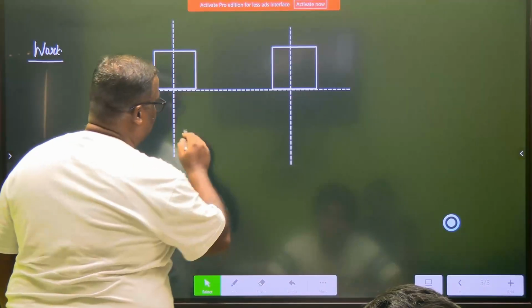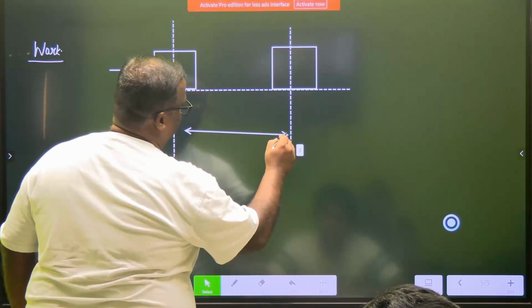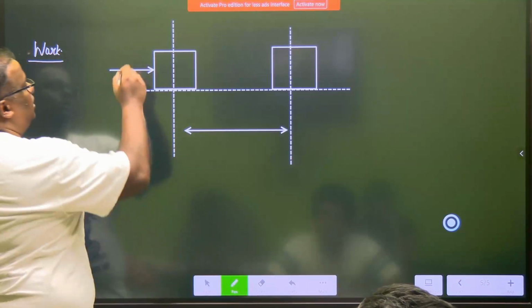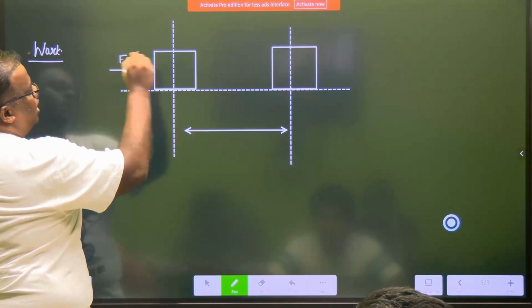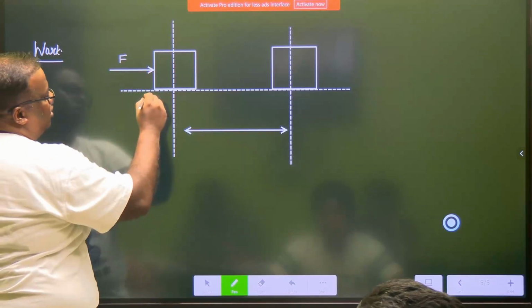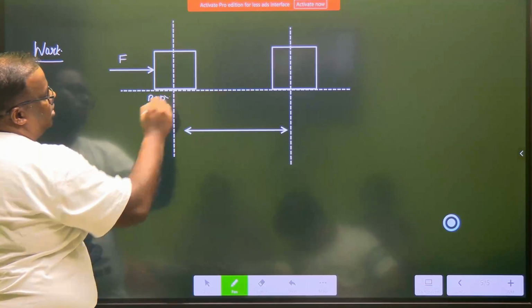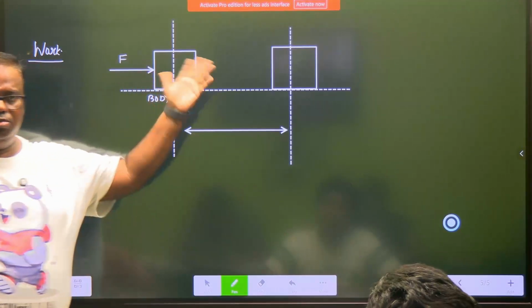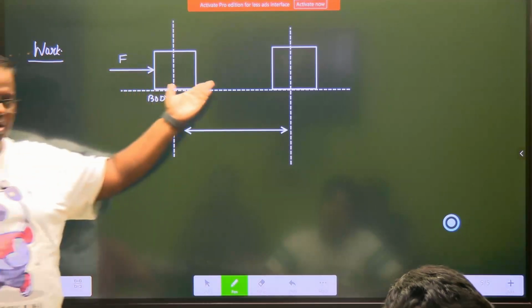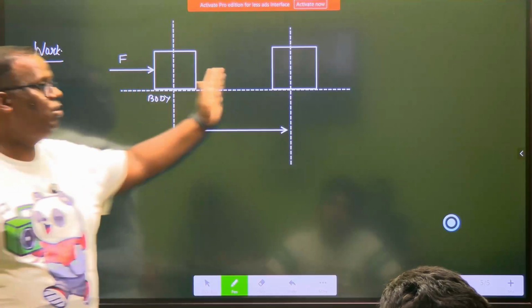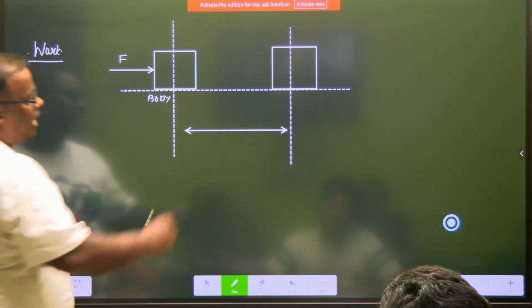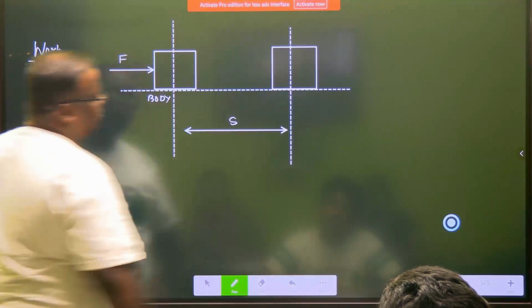First understand, then it will become very easy. This is a force acting on a body. This is a body. As a result of this, you expect the body to move. A net force acting on a body, state of rest will change, and the body moves till here. And it actually covers a displacement of S.